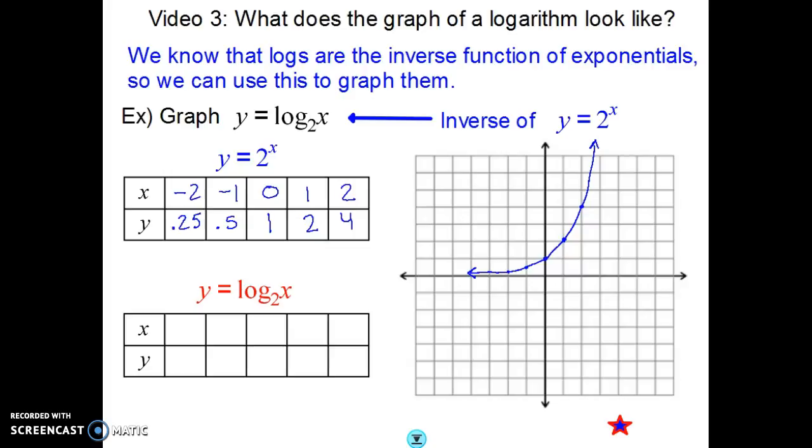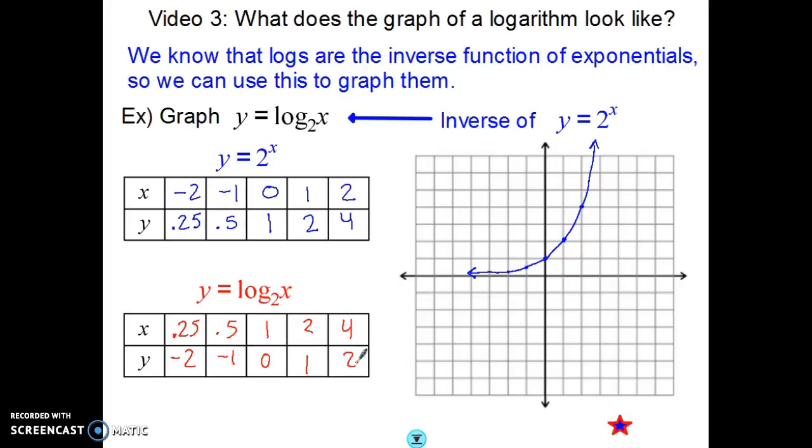Well, now that we have that table of values, we can use that to help us fill in the table of values for the log. Because we know these are inverse functions, that just means that we have to swap x and y. So for our log table of values, we can put when x is 0.25, y must be -2, and so on, right? 0.5 and -1, 1 and 0, 2 and 1, 4 and 2.